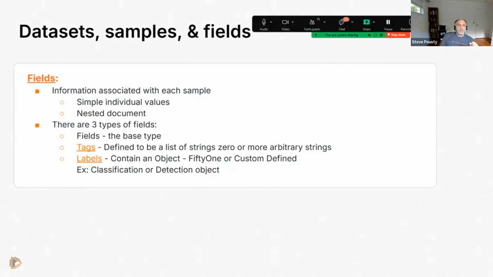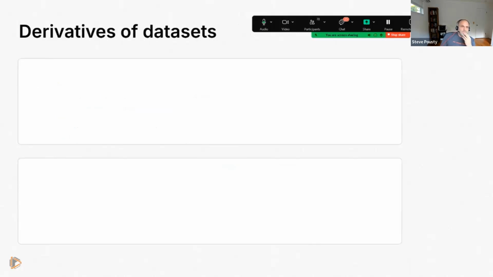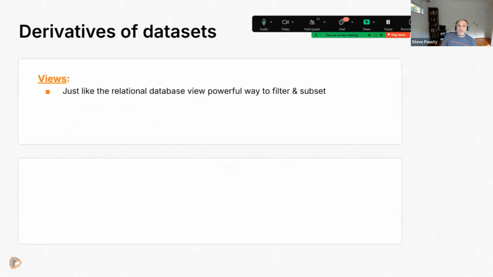Okay, there are two more things coming from this, and then I'm going to show you a picture, and then I'll take questions. But remember them or write them down now if you have questions. There are two types of derivatives of data sets. One is a view. A view is just like a relational database view. It's a powerful way to filter and subset and do stuff with your data.